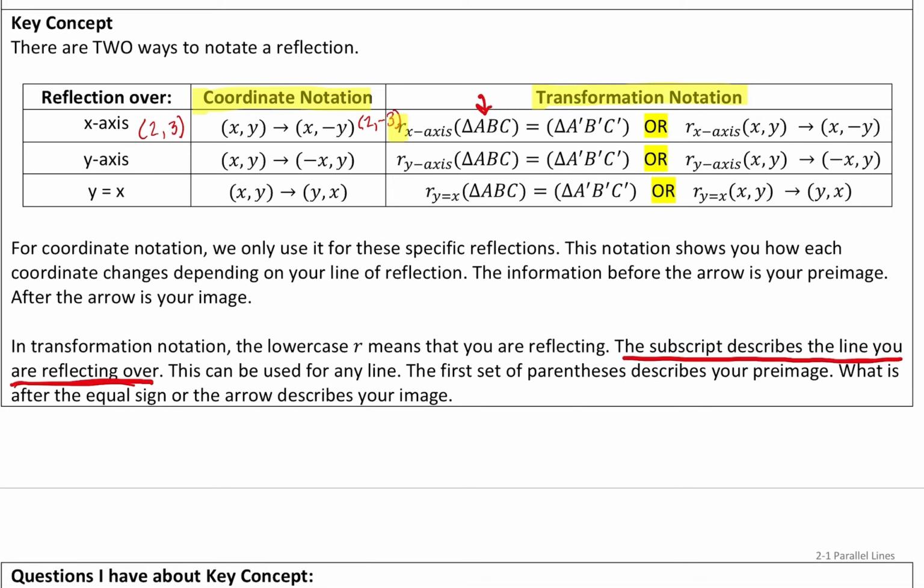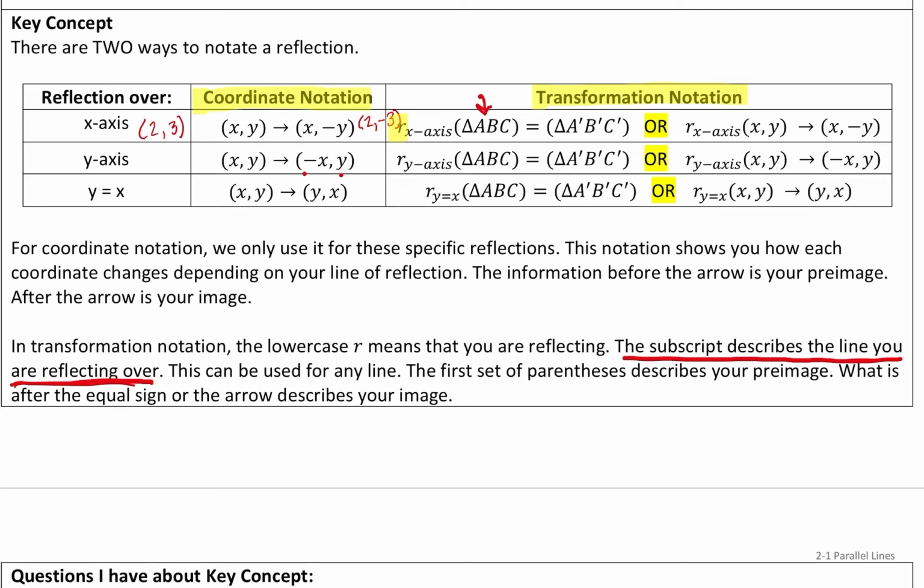We see that little r, we're reflecting over the x-axis. If I reflect a point, it's going to give me the same x value and flip the sign of the y. All right, the same thing is going to be true with our y-axis, except instead of negating the y, we're going to negate the x. So if I still use that point (2, 3), this would be (-2, 3). All right, and again, the same type of notation with our transformation notation. The subscript is the line you're reflecting over, then what goes in the parentheses is whatever you are reflecting.